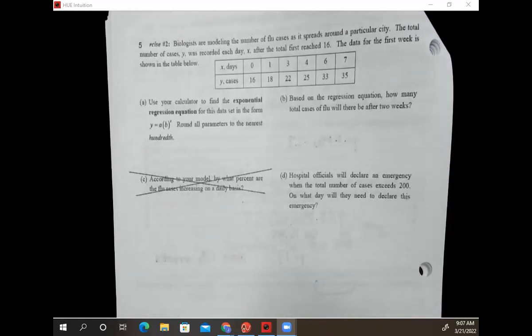For this first example, it says exercise 5, but the first example we're going to do today says biologists are modeling the number of flu cases as it spreads around a particular city. We're maybe a little too familiar with examples of this type over the last couple of years, but it says the total number of cases Y was reported each day, X, after the first total reached 16. So they started counting when they got a total of 16 and they went from there. The data for the first week is shown in the table below, and we've got our number of days and our number of cases. The first thing we're going to do is use our calculator to find an exponential regression.